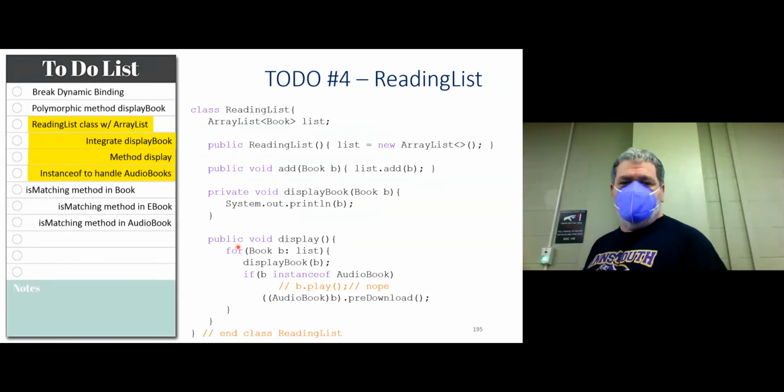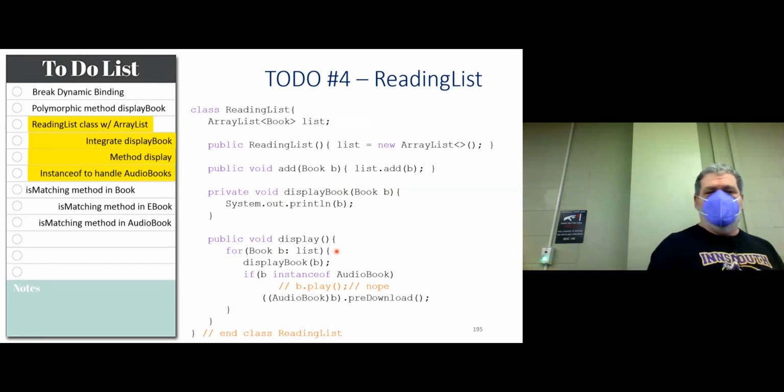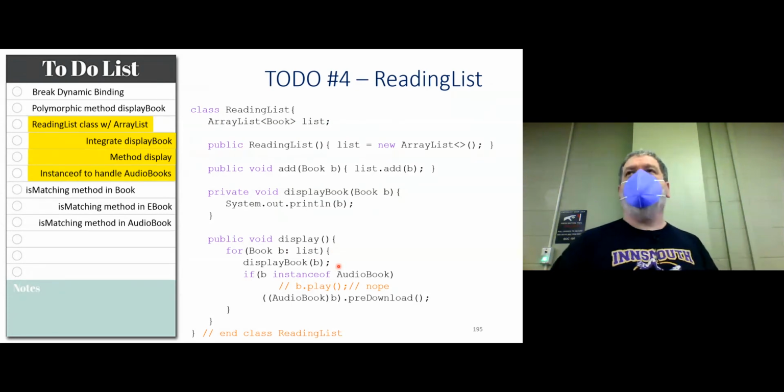So the syntax of the for each loop: for each Book b inside the list attribute. So for each book b inside my array list, what do I do with it? displayBook(b). Call to the polymorphic method.